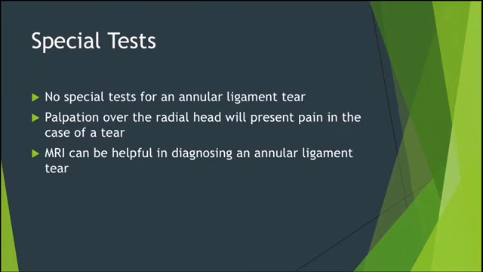There are no special tests for an annular ligament tear, but palpating over the radial head will present pain in a patient with a tear in the ligament, and an MRI may be helpful in diagnosing a tear in the ligament.